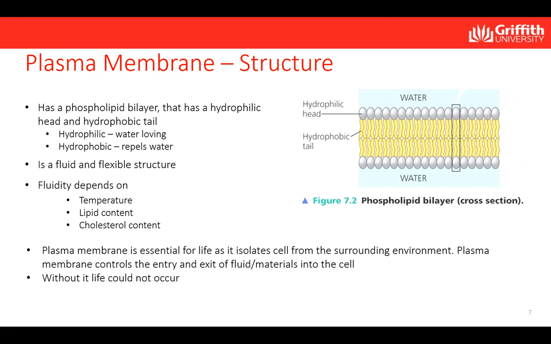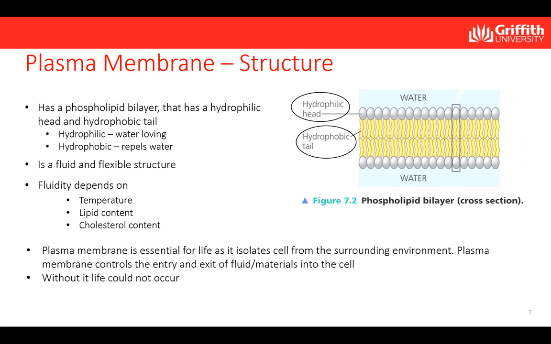The plasma membrane is the outermost layer of a cell that acts as a mechanical barrier separating the intracellular components of the cell from its external environment. The plasma membrane is made up of a phospholipid bilayer that has a hydrophilic head that attracts or dissolves in water, and means water-loving, and a hydrophobic tail, which repels water. The plasma membrane is a fluidic and flexible structure. However, the fluidity can depend on various factors, such as temperature, lipid content, and cholesterol content.